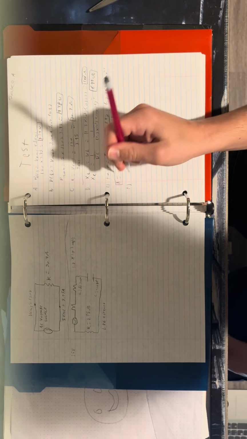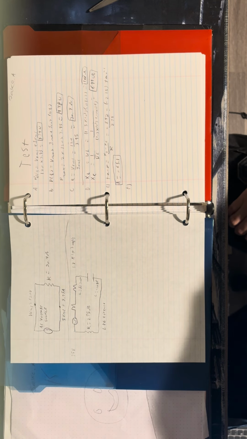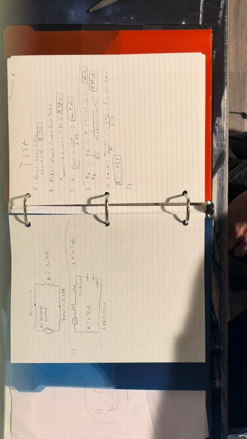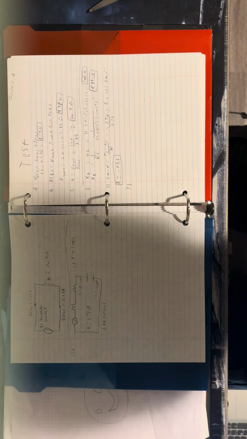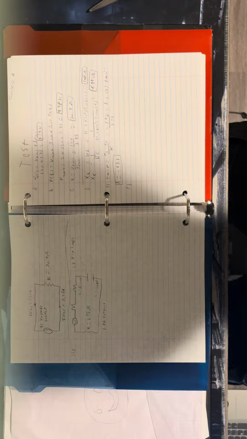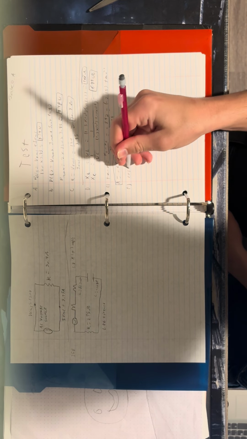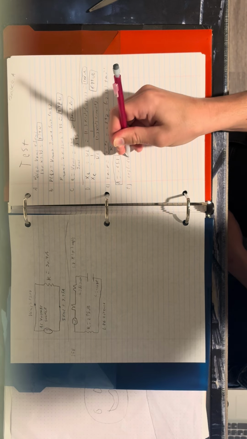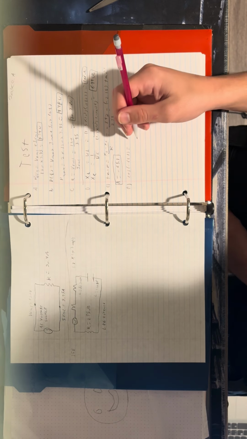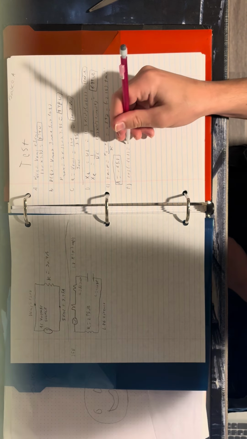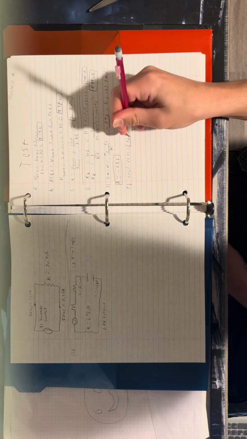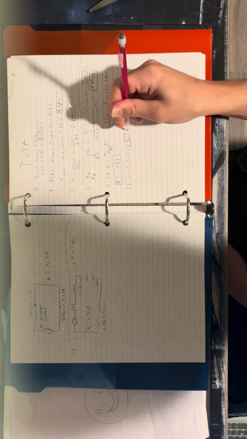F is asking for the power factor, which is even easier. All we do is plug that into cosine, the power factor, 65.1, which gives us 0.42, which is our angle.